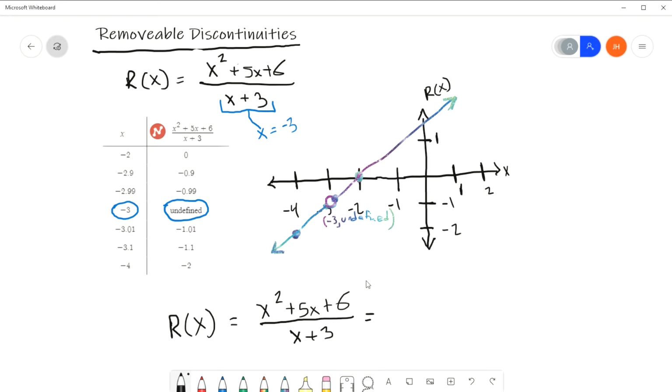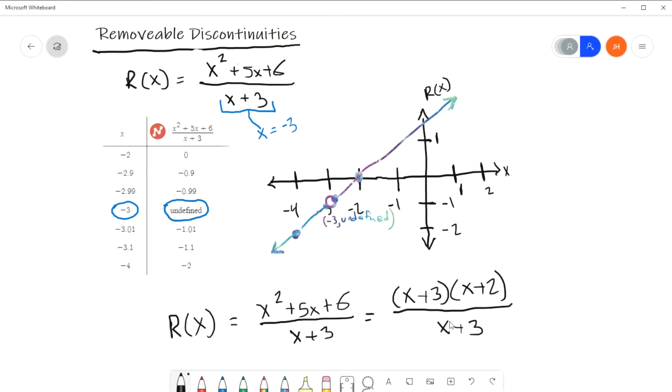x squared plus 5x plus 6 will factor to x plus 3 times x plus 2. In the denominator, I still have my x plus 3. So what we can observe here, y'all, is that there was an x-intercept at negative 2, and that's from the x plus 2 factor here. But there's also a factor of x plus 3 here, and I have no x-intercept there. Now, the reason for that is because there was a factor of x plus 3 on the denominator as well.